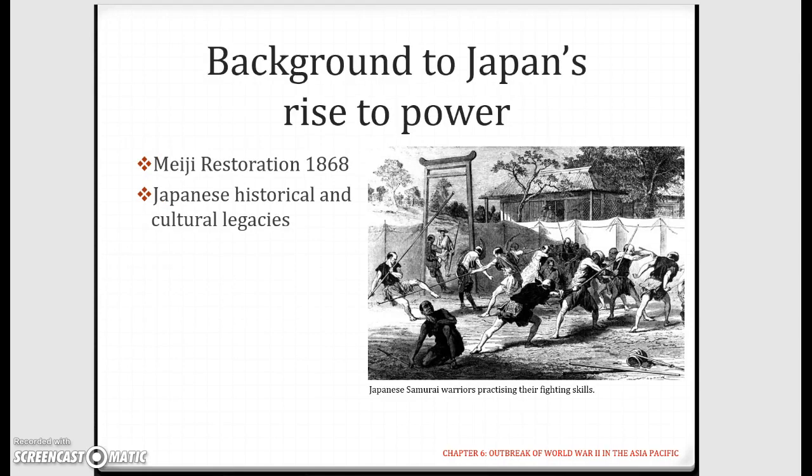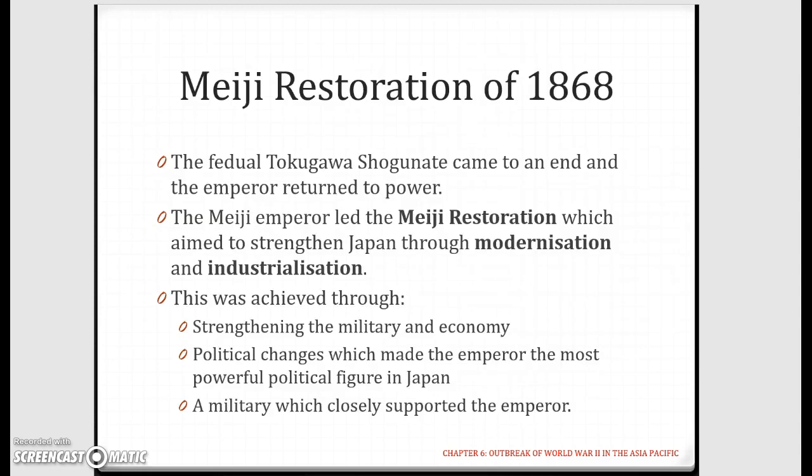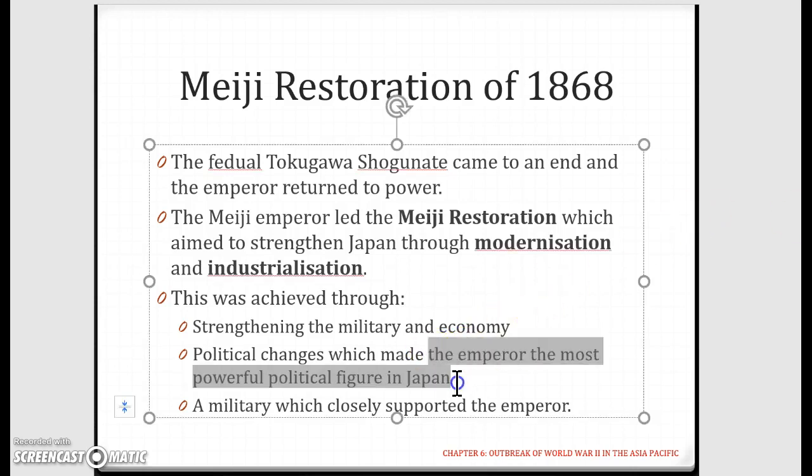Okay, let's talk about the Meiji Restoration first. Now, when the Meiji Restoration happened, it basically was putting the emperor back into power. Now, the emperor has never left. Before the Meiji Restoration, there were also other emperors called other names, but with the Meiji Restoration, it was putting back the emperor as a focus for them to modernize and strengthen Japan. And the ways to achieving that was to strengthen the military, the economy, and also to make the emperor the most powerful political figure in Japan.